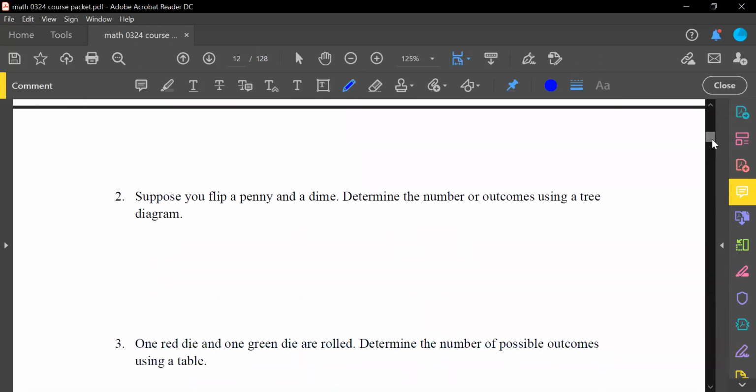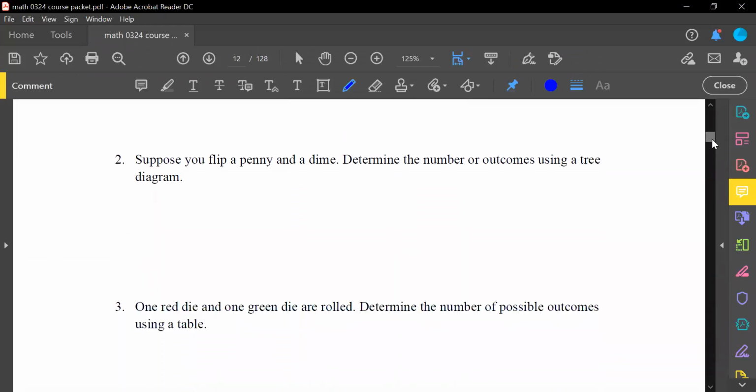All right, suppose you flip a penny and a dime. Determine the number of outcomes using a tree diagram. All right, so I'm going to say I flip the penny first. Probably really should have said that. If you think about it, I have two different outcomes: heads or tails for my penny.